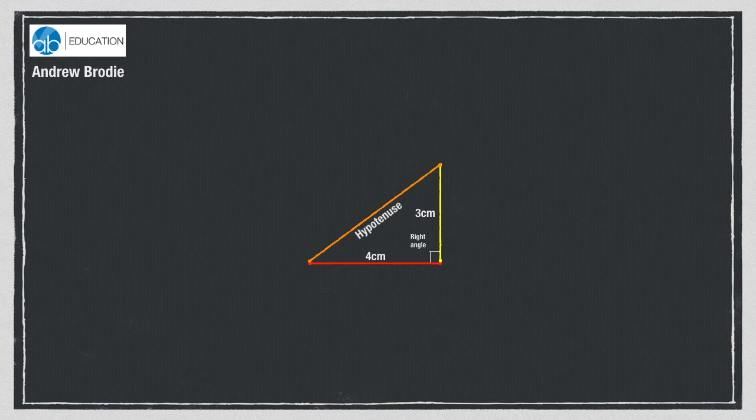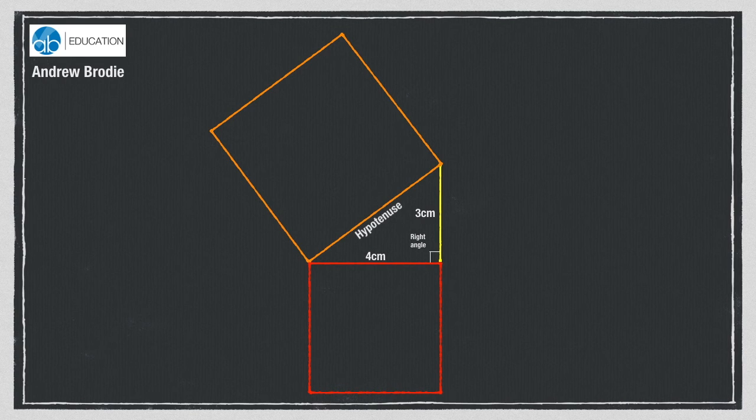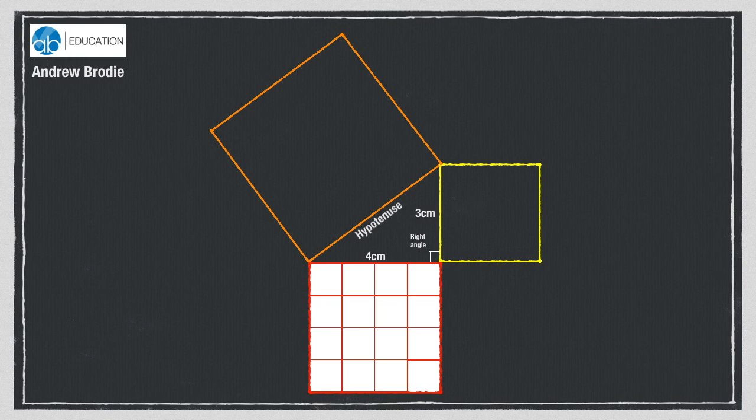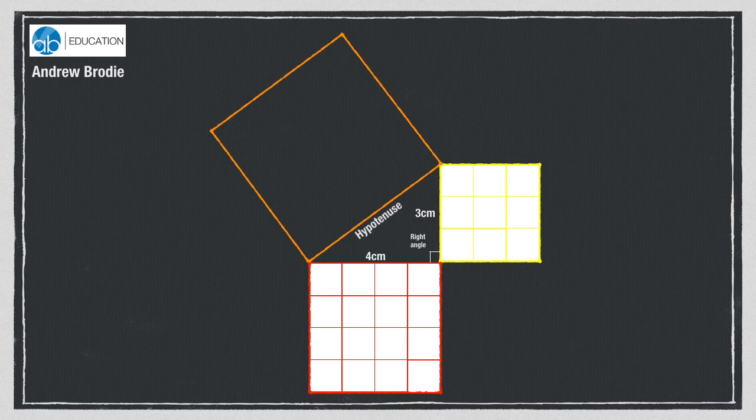What Pythagoras theorem states is that a square drawn on the hypotenuse has the same area as the total of the squares drawn on the other two sides. Looking at the red square, you can see that the area of the square drawn on that side is 16 square centimeters. The area of the square drawn on the yellow side is 9 square centimeters.